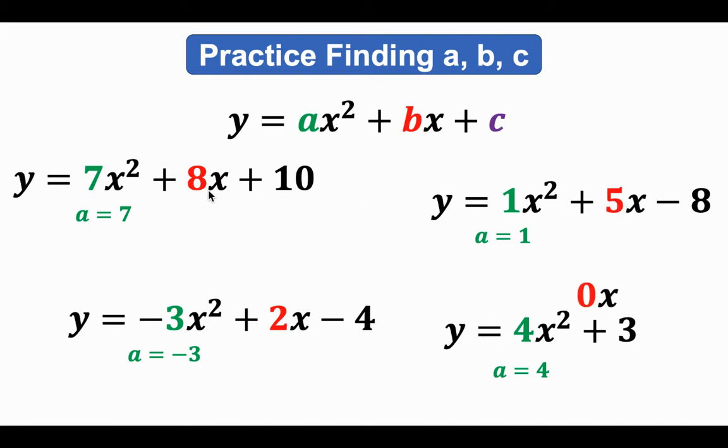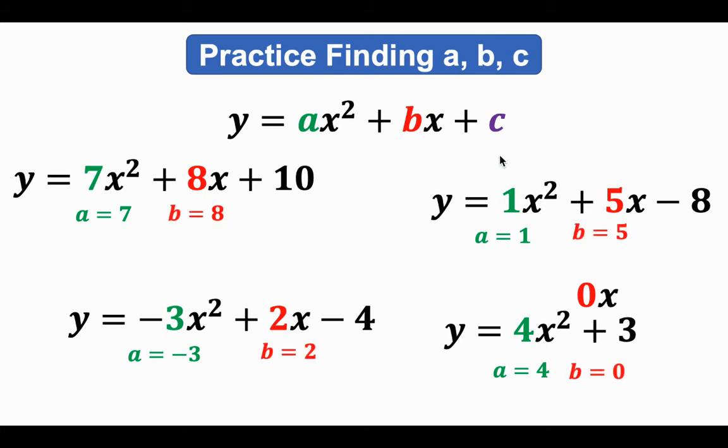So 5 is in front of x here, 8 is in front of x here, 2 is in front of x here. We don't have an x, so we can kind of think of it like we have no x's, so 0 x's, right? So your b values are all these red values. And if you're missing an x, you can always put in a 0 to let the people know, hey, that's where my 0 came from when I got my b, right?